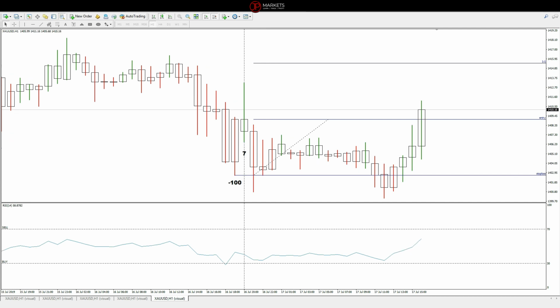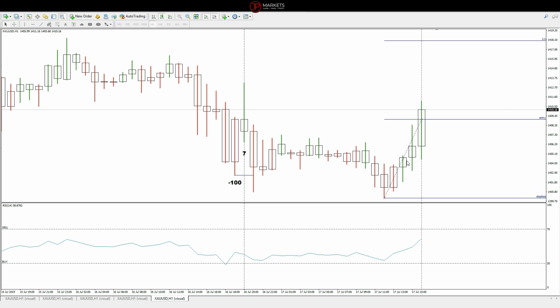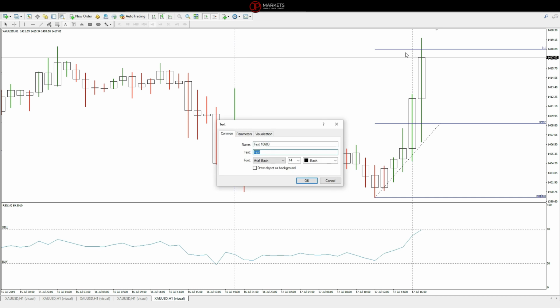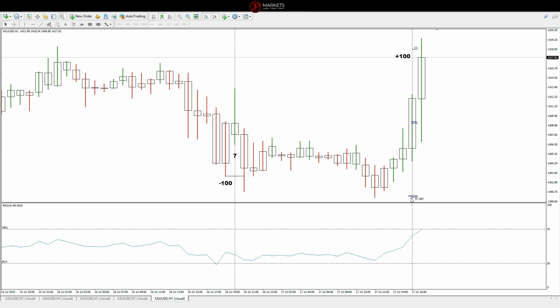Okay. Oh, there we go, trade number 8. They went back up to where trade number 7 was. So we just adjust the stop loss a bit and risk another $100 there. There we go. Plus $100 for us on trade number 8.